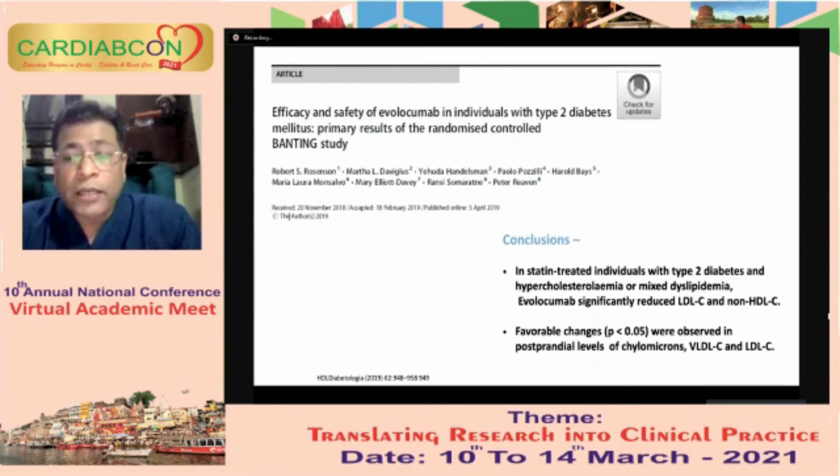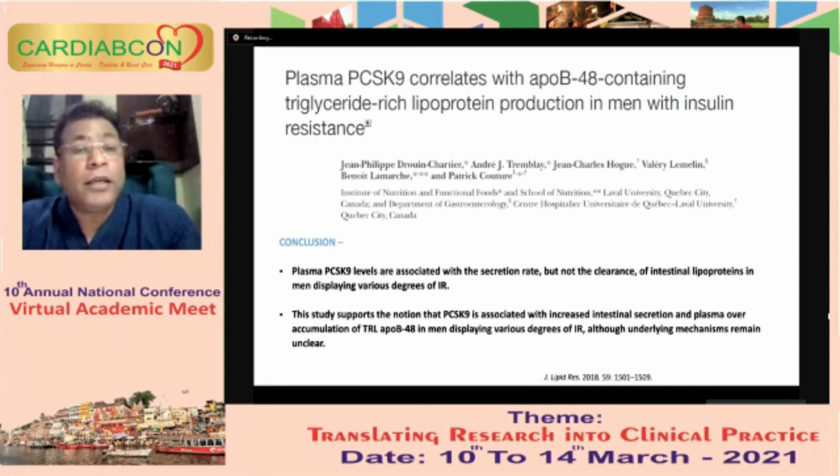Now coming to qualitative change in the lipid profile with PCSK9 inhibitors in diabetes. There is another trial called the BANTING trial. It showed that in statin-treated individuals with type 2 diabetes and hypercholesterolemia or mixed dyslipidemia, evolocumab significantly reduced LDL cholesterol and non-HDL cholesterol. And there were favorable changes in postprandial levels of chylomicrons, VLDL cholesterol, and LDL. So it's not only LDL that is coming down; chylomicrons, VLDL, small dense LDL, and lipoprotein(a) are also affected in a positive manner.